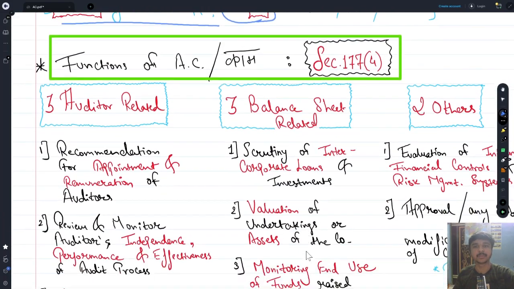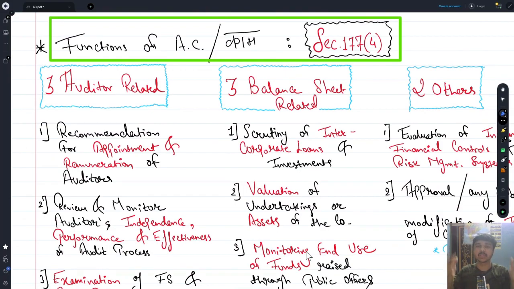Okay, now comes what the audit committee is going to do. I have formed it. You told me which people to put in. I have put them inside. Now what will they do? What will be their functions? So the Companies Act states that the audit committee will have roughly 8 functions to perform. Okay, now how have I divided it? I have divided it into a 3-3-2 rule. Divided these functions into 3, 3 and 2 rule.